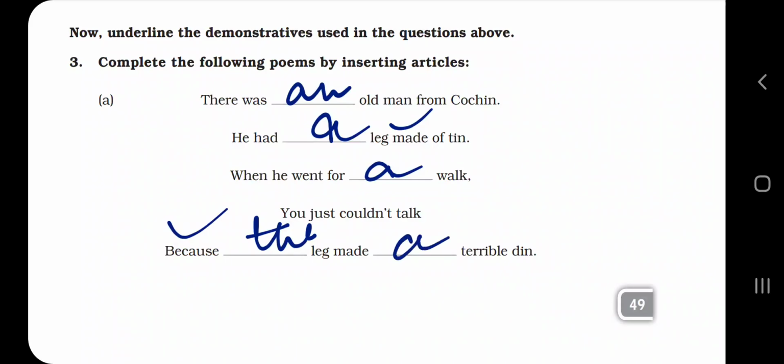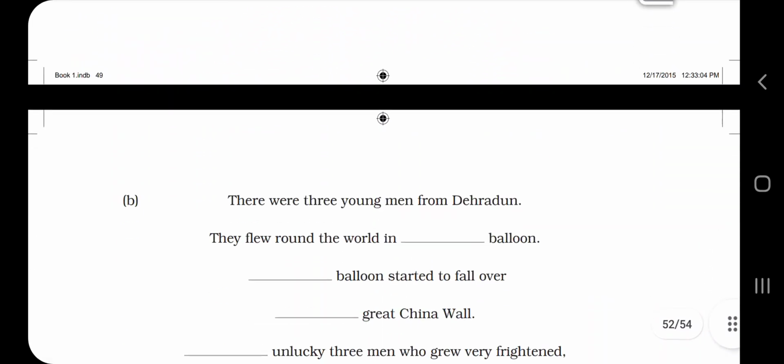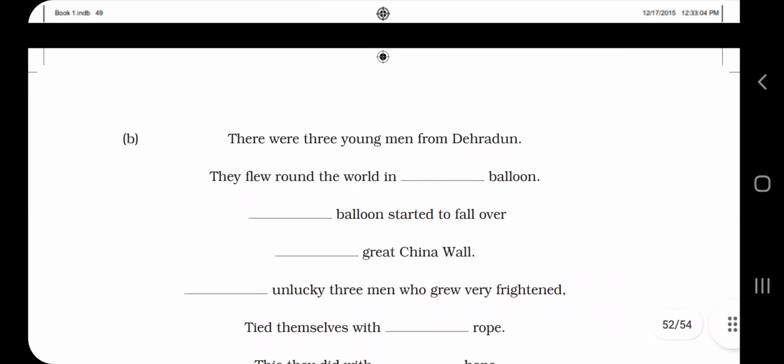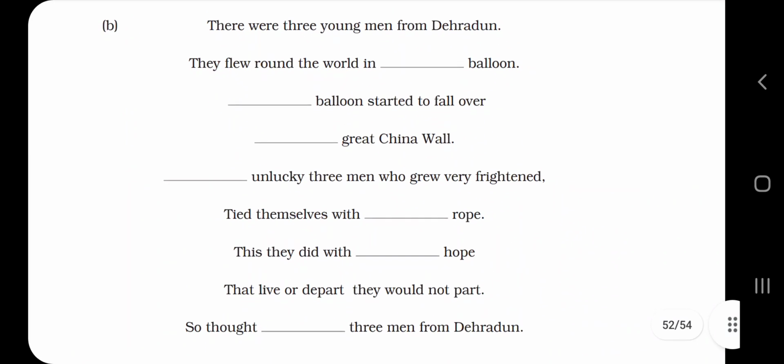It made a lot of noise. Now let's move to the next page. Okay. There were three young men from Dehradun. They flew around the world in a balloon. The balloon. Now see here, second context, definite. That particular balloon. This particular balloon.